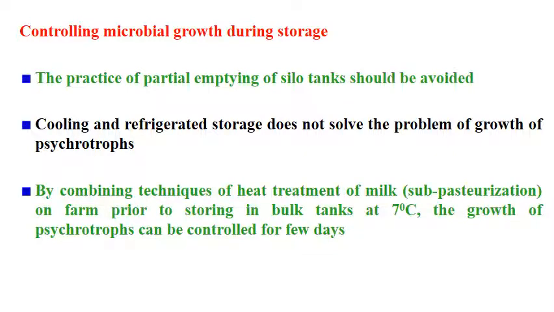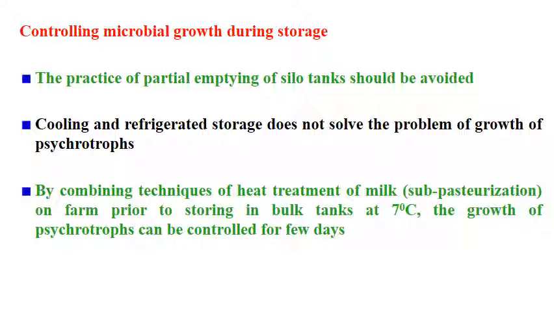So this is the last one: how to control the microbial growth during storage in the dairy plant, that is before pasteurization. The practice of partial emptying of silo tanks should be avoided. So we should not have partial emptying and leave some milk there. That will cause growth and then cause contamination and affect the quality. Cooling and refrigerated storage does not solve the problem of growth of psychrotrophs. So this is only a temporary measure before pasteurization. Once the milk comes, it has to be chilled and stored, but only for a short time. Ultimately, pasteurization is very important and it should be done at the earliest possible.